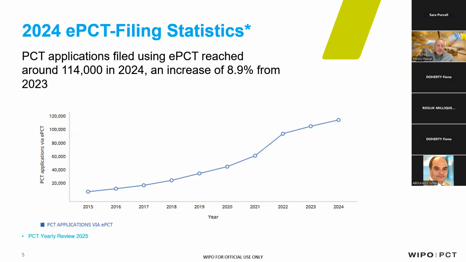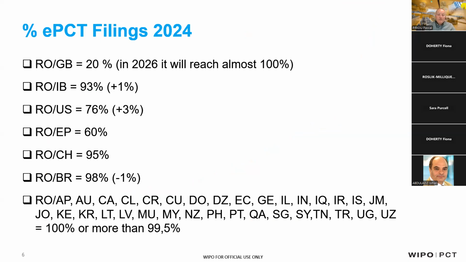Now some statistics about ePCT filing. In 2024, 114,000 PCT applications were filed using ePCT. There was an increase of 8.9% compared to 2023. Now some statistics by receiving offices in 2024. As you can see, in 2024, only 20% of PCT applications were filed using ePCT with ROGB.